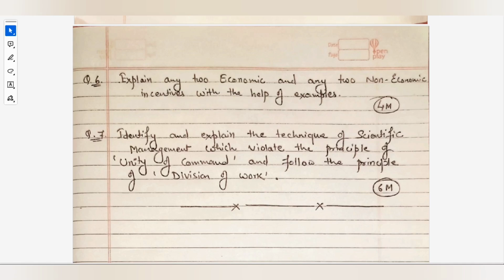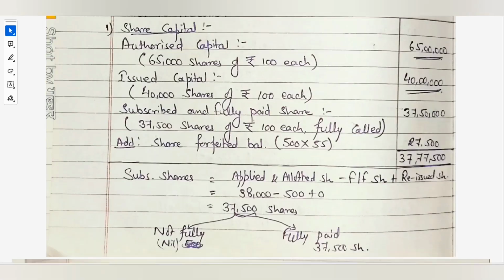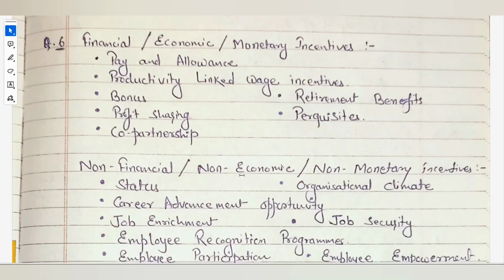As you all can remember, in the chapter of directing, we have monetary and non-monetary, that means financial and non-financial, or we can say economic or non-economic incentives. So here it is clearly written that you need to explain any two as per your own choice: any two economic, meaning financial or monetary incentives, and two non-financial or non-economic incentives with the help of an example. I'm not going to explain the whole answer, but I'm going to show you the summary of the answer.